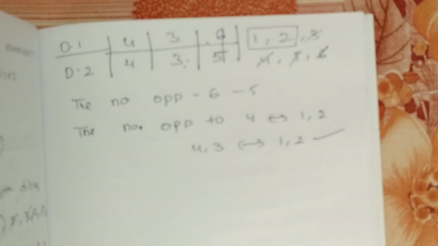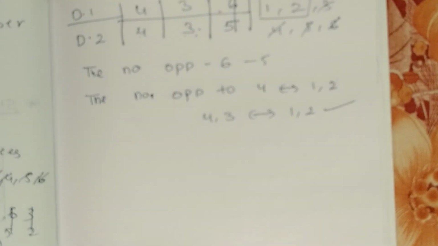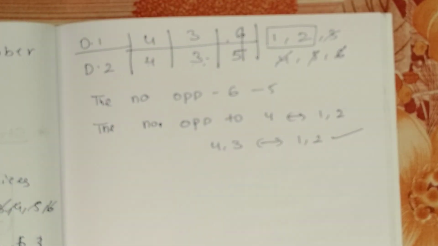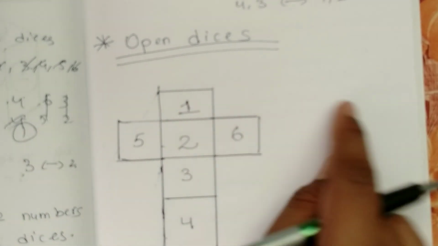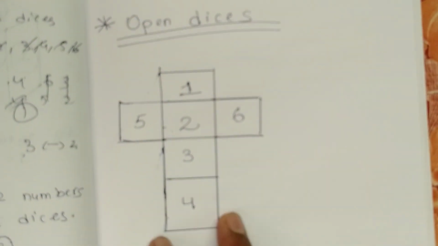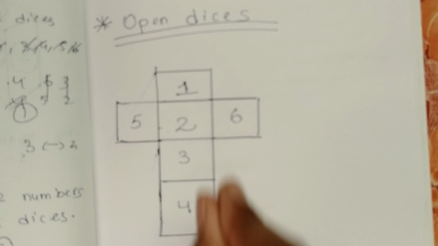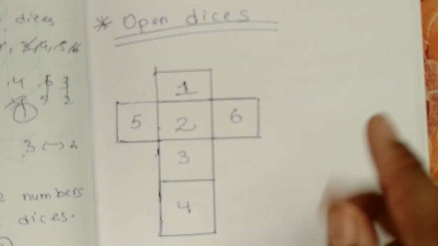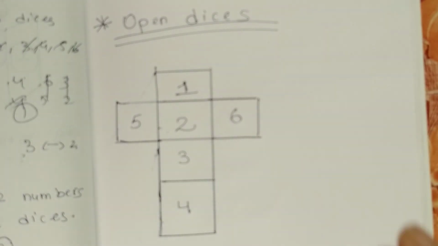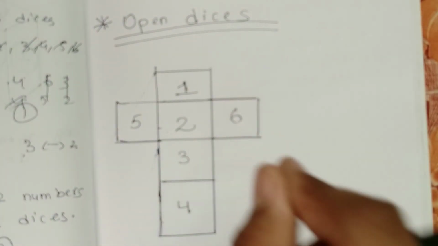In standard dice and non-standard dice, I have told almost all the things here. Now next, I'm going to open dice. This is the open dice, as you can see, and this is one of the diagrams in open dice. In open dice, it is very easy. They'll give only one type of question, which is opposite to another number, or they'll give which type of cube can be formed by doing this type of thing.